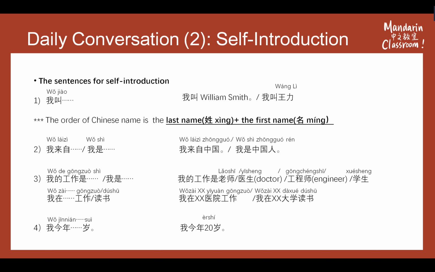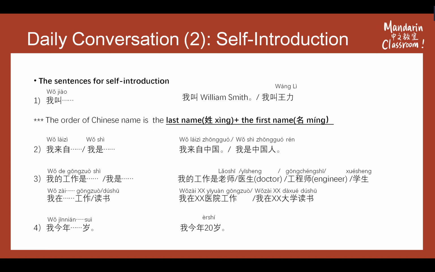And let's move to the third sentence to introduce your job. The first sentence is 我的工作是. It means my job is. But actually, to be honest, it's not very common in self-introduction. So we prefer to use the second one. It's just to say I am. You can say I'm a teacher, I'm a doctor. So it's up to you to choose.